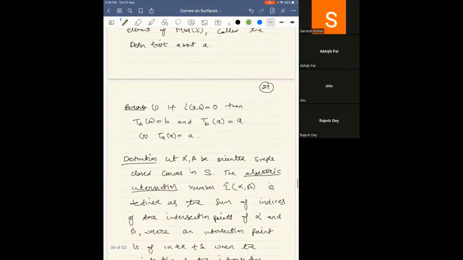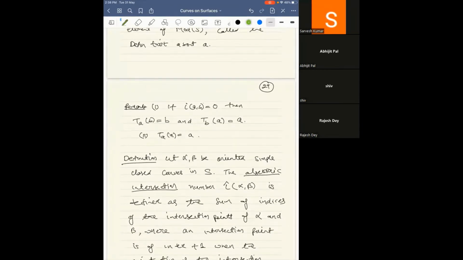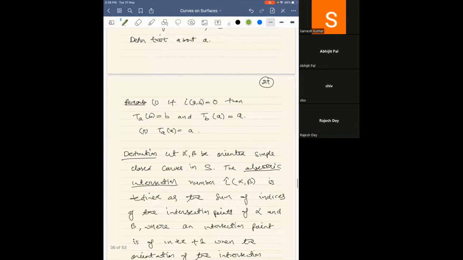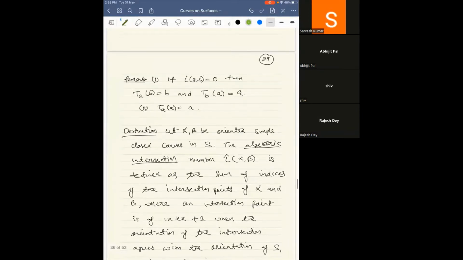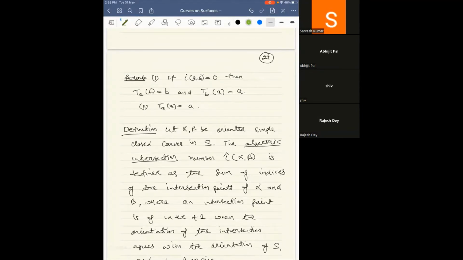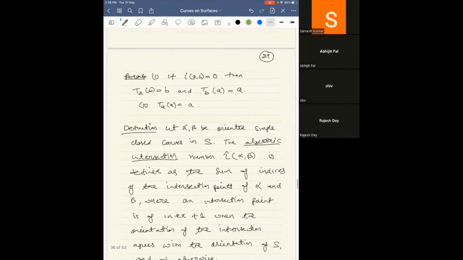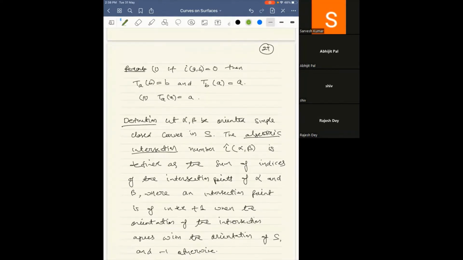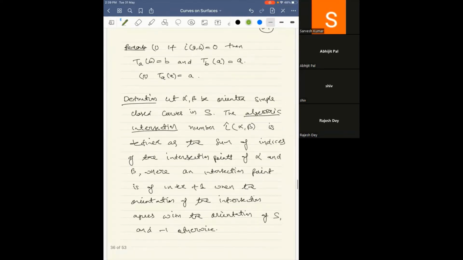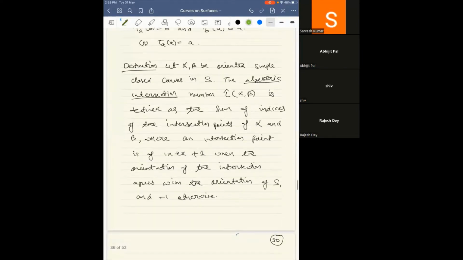Okay. So the next terminology is that of algebraic intersection number. We had not defined it earlier, but we will need it. So let us define it. Let alpha and beta be two oriented simple closed curves in a surface. Then the algebraic intersection number, denoted by I hat of alpha, beta, is defined as the sum of indices of the intersection points of alpha and beta, where an intersection point is of index +1 when the orientation of intersection agrees with the orientation of S, and -1 otherwise.